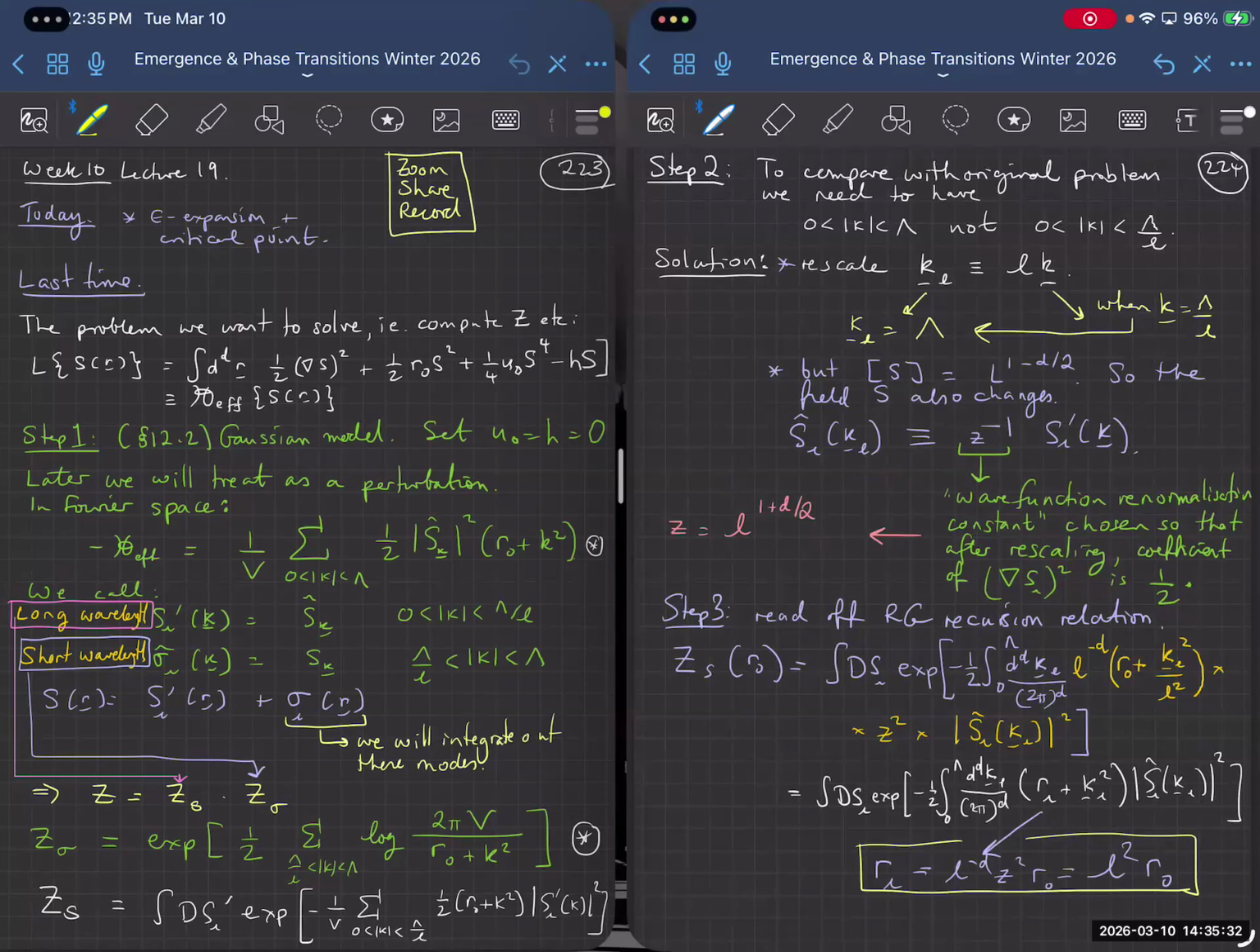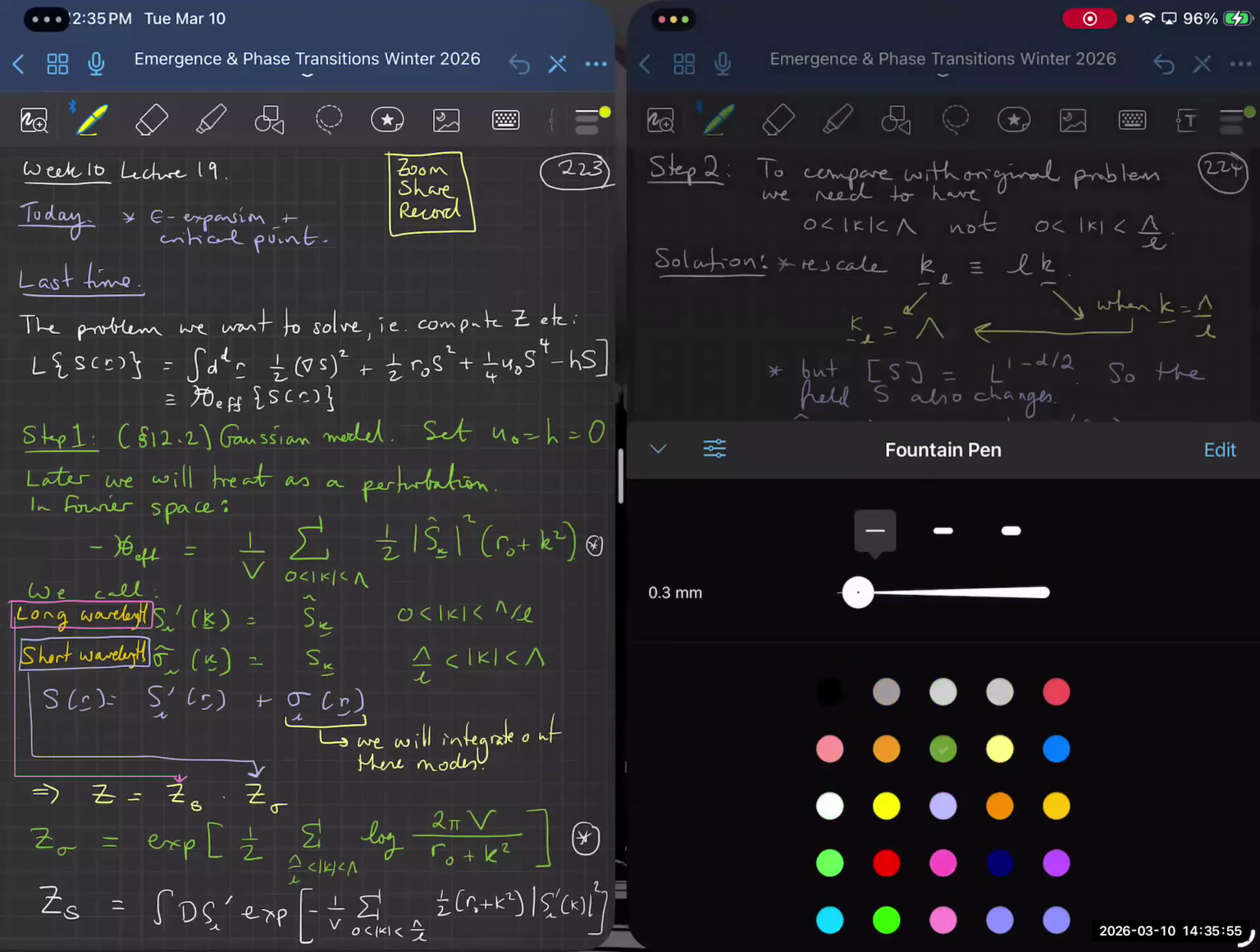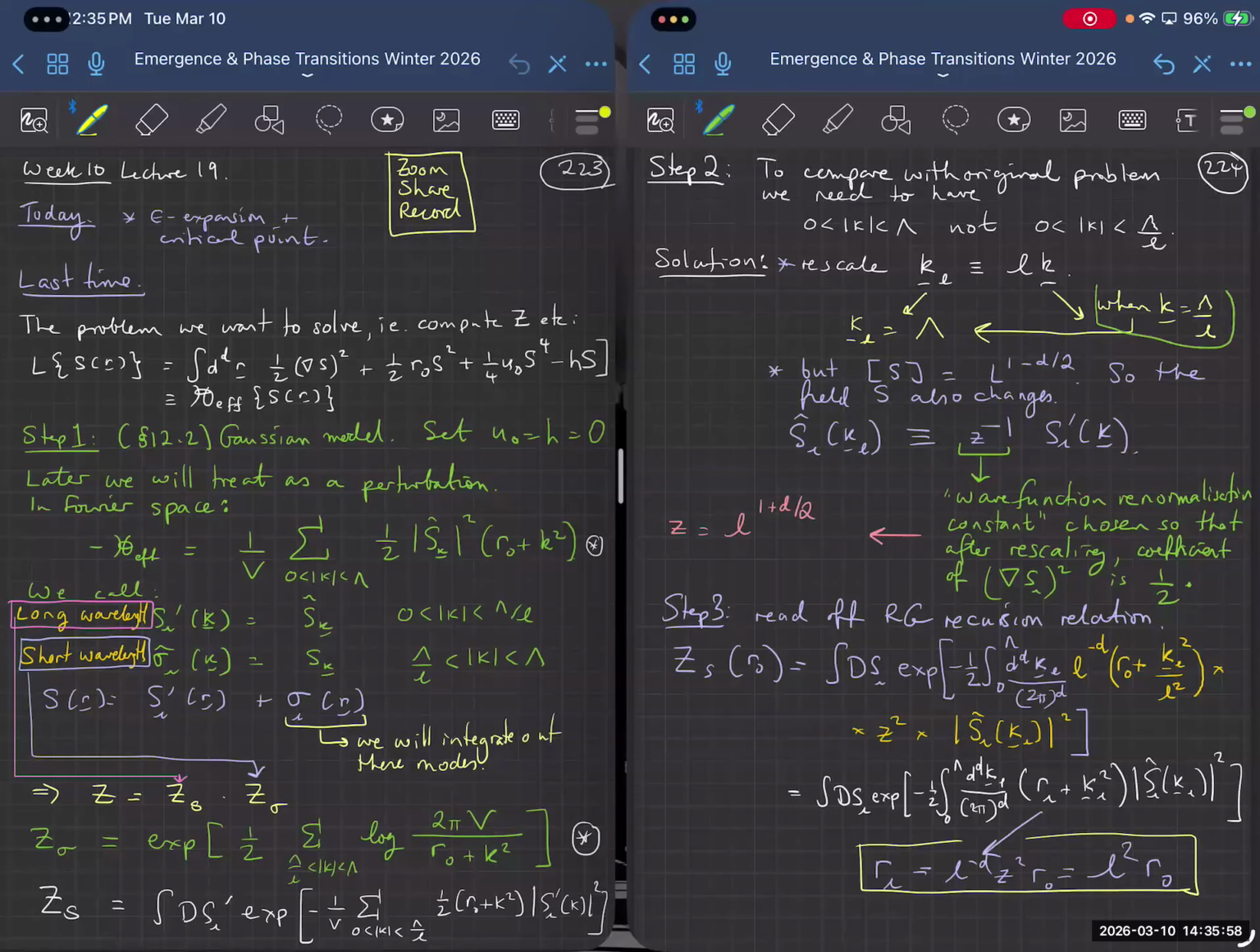So that's step two. To compare with the original problem, we need 0 less than k less than lambda, not 0 less than k less than lambda over L. It's very simple. All we have to do is redefine k. It's just a dummy variable, just a label. So we rescale k. We define a new k, k sub L, that is just L times k. We choose that so that when k is equal to lambda over L, the new k is equal to lambda. Once that's the case, the sum is over k modes that now go from 0 to lambda, which is what we want.